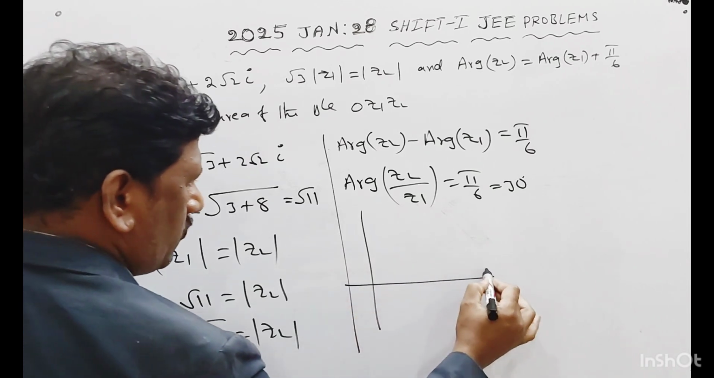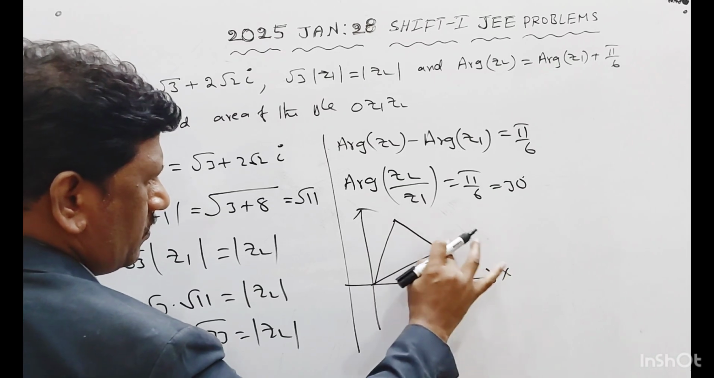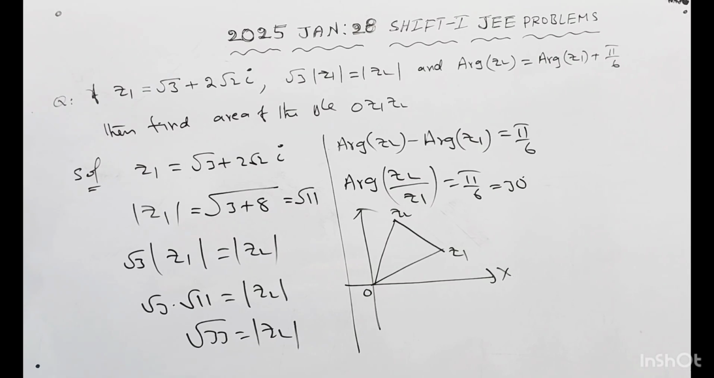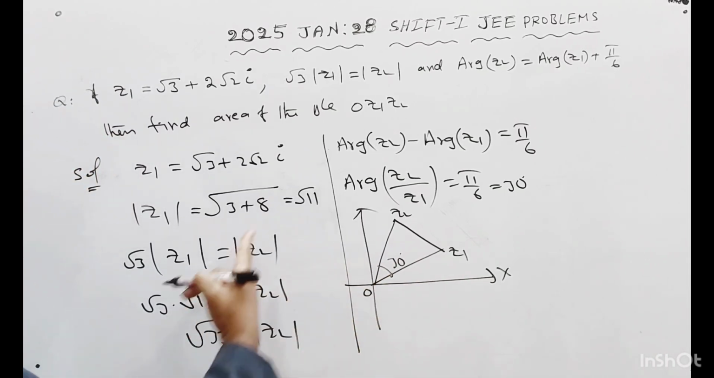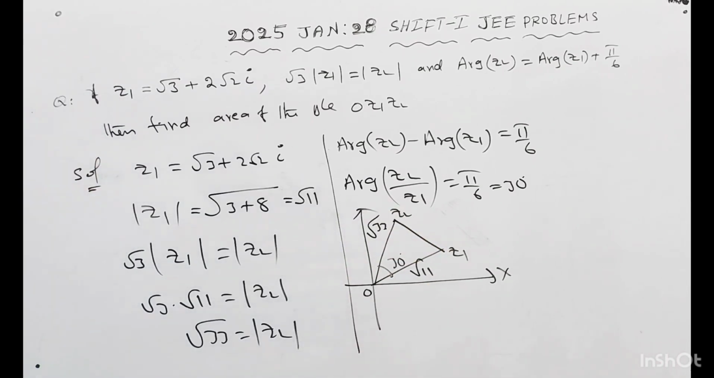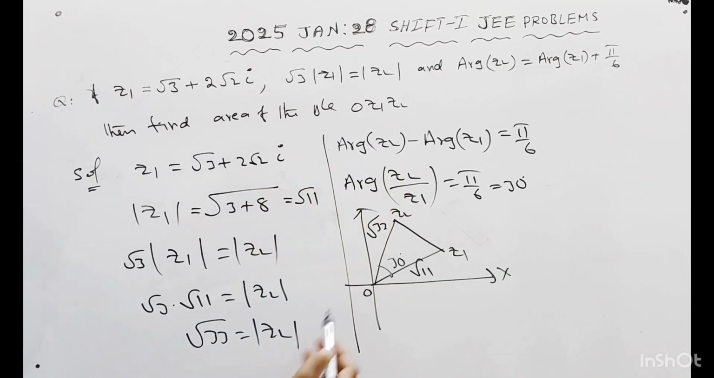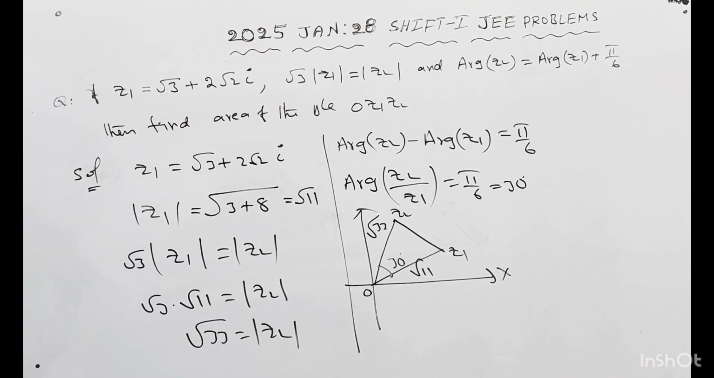So then you draw the coordinate axis. These are the complex numbers. This one is Z2, this one is Z1, and this is the origin. The angle between those two complex numbers is given as 30 degrees. This length is root 11 and this length is root 33. Then the question asks, what is the area of the triangle OZ1Z2? So this triangle area we need to calculate. Like that they asked in the 28th Jan shift 1 session.